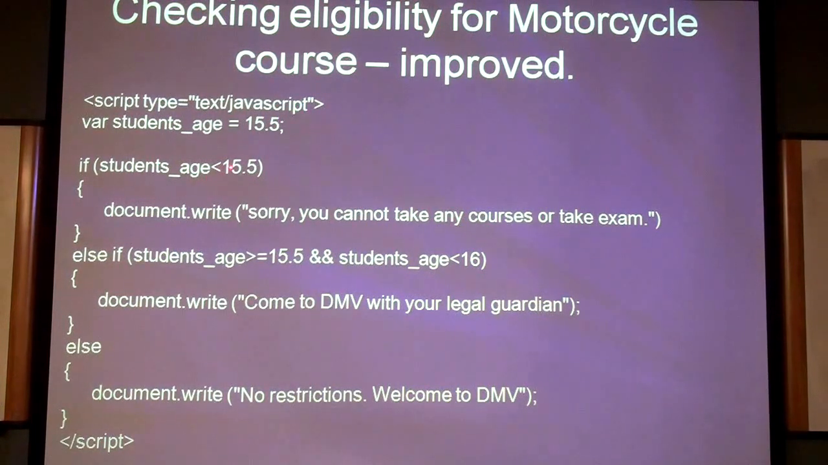Now, if it's less than 15.5, we don't need to do anything else but say, sorry, you cannot take the classes, and that will be the end of the exam. Otherwise, if student age is greater than 15.5 and less than 16, then this situation happens. You have to come up with the legal guardian. Other than that, go ahead and do whatever. You are free to take the exam.